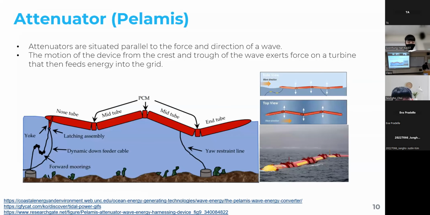And the third one is attenuator. The figures below show the attenuator for Pelamis. Attenuators are situated parallel to the front and direction of the wave. The motion of the device from the crest and trough of the wave exerts force on a turbine, then feeds energy into the grid.